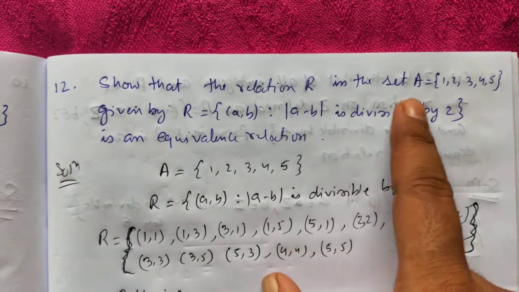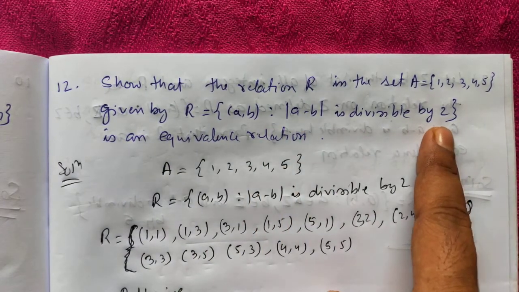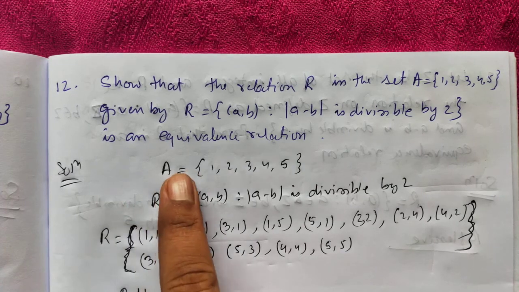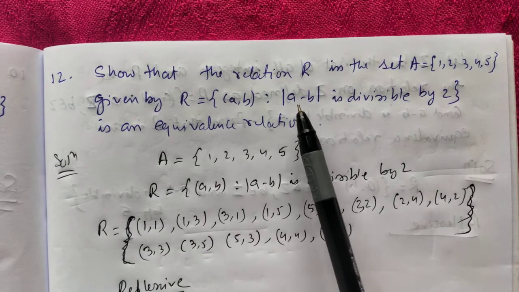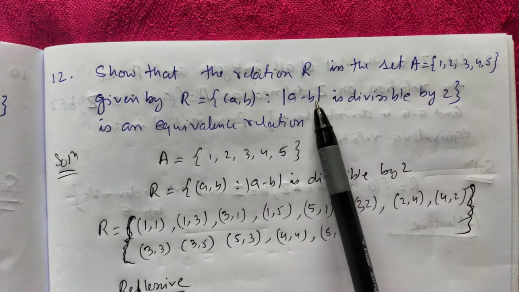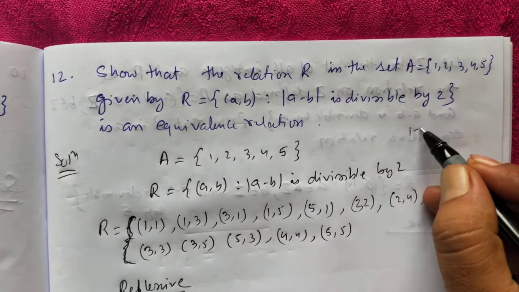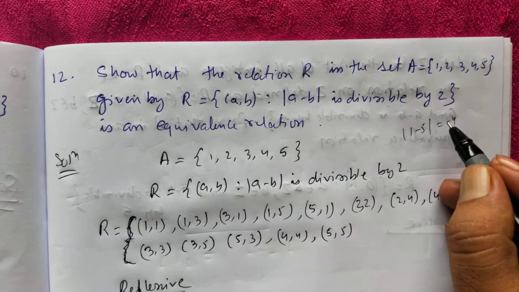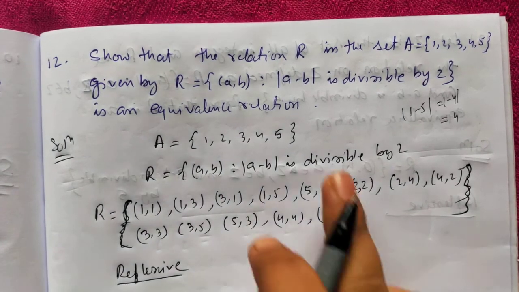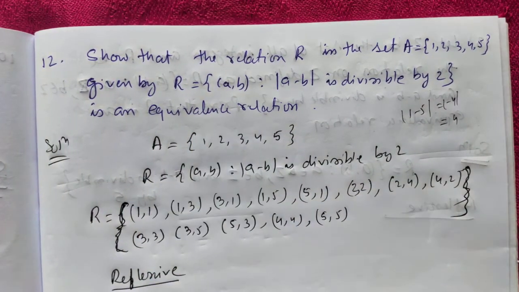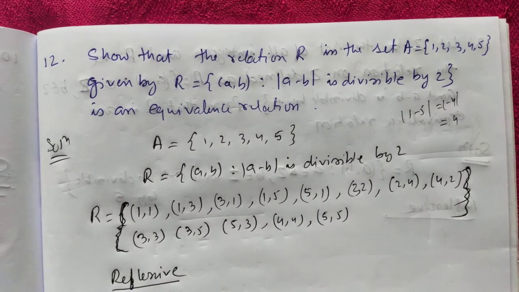Show that the relation R in the set A, given by R where the modulus of A minus B is divisible by 2, is an equivalence relation. A is given as 1, 2, 3, 4, 5. Modulus means whatever you do, the value will be positive. If you do 1 minus 2, we get minus 1. Modulus means positive. See, 1 minus 5 is minus 4, for example. This is positive. We take only positive. We're going to show that it's an equivalence relation. That means we have to prove that it is reflexive, symmetric, and also transitive.